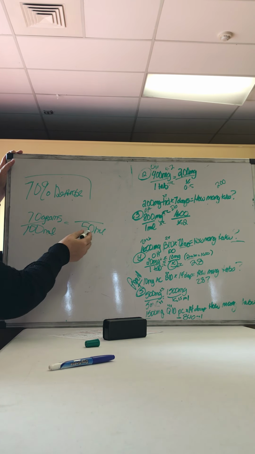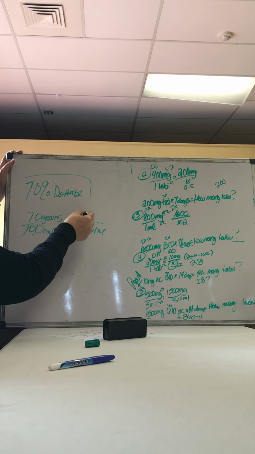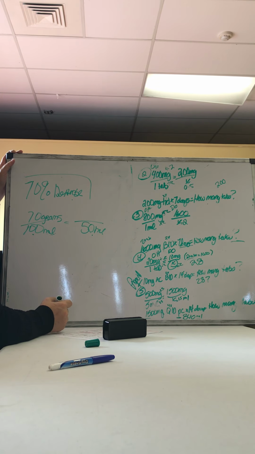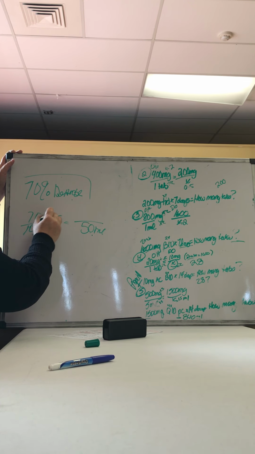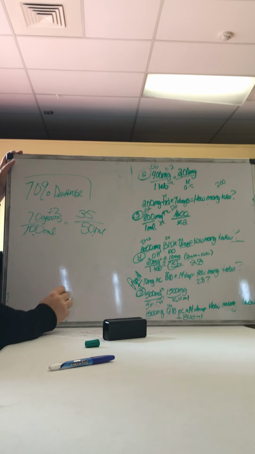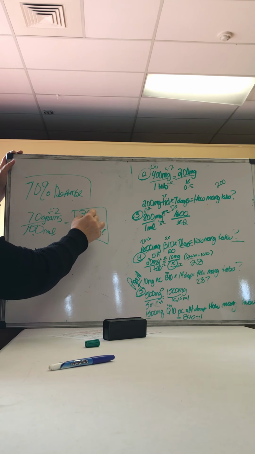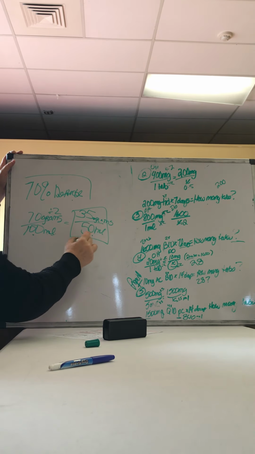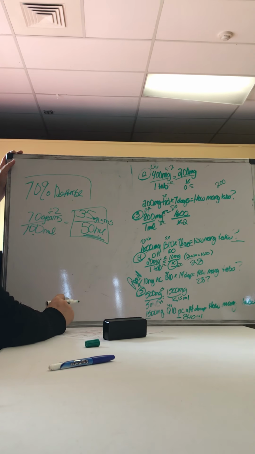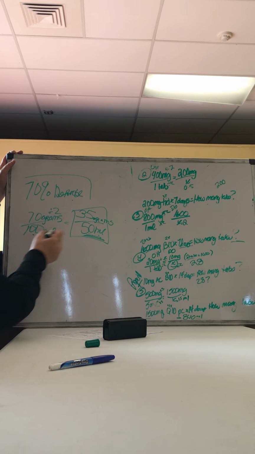Times 2? No, you don't want to times 2 because you got nothing to times 2. So you got to go from here. 100, how do you get from 100 to 50? It's opposite. Divide by 2. So 70 divided by 2 is what? 35. There you go. So that's what this doctor wanted. He only wanted 50 milliliters of that solution. So in 50, which is half of 100, you only got to have half of your grams.